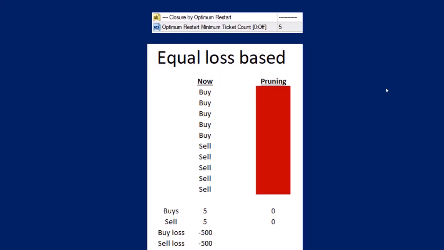It has been found that when the price is in the middle of what I would call a carpet, when there's an equal number of buys and sells, and the losses that these carry are more or less the same, like in this example, you've got five buys above the price. Let's say the price is in the middle there, and you've got five sells below the price, and the buy loss is 500, let's say, and the sell loss is 500. If you use this setting, it will just close all the deals. And you can tell it in the setting what the minimum number of open deals should be. So that's one way of pruning open trades.